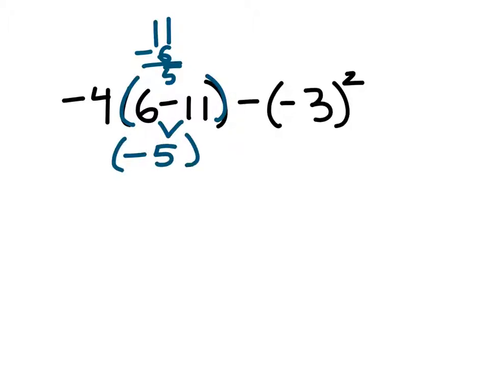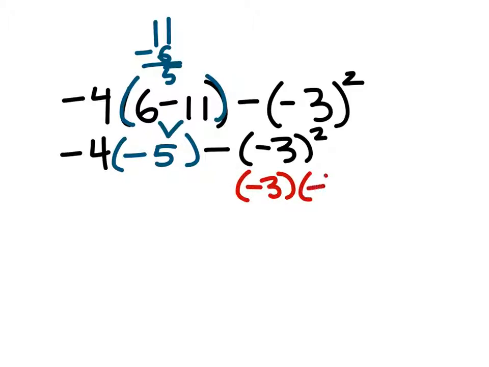Now I'm still going to show that in parentheses. If we include the rest of the expression, we've got negative 4 times negative 5 minus negative 3 to the power of 2. Since we took care of the parentheses, there are no other operations to perform inside of the parentheses. We can focus on the exponents. I'm looking at this negative 3, and I do want to show the repeated multiplication. So that's negative 3 times negative 3. And that would give us this new expression.